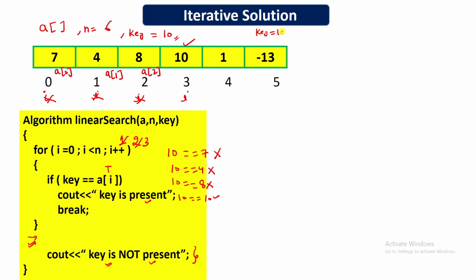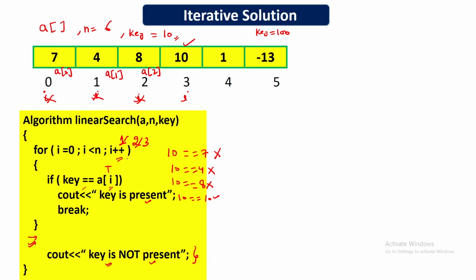Let's say you have a 100 element that you have to find in the array. Now 100 is not present in the array, so your output should be key is not present. So how will you do it? Linear search will check 100 with 7, then 4, then 8. Inside this loop I will keep checking 100 with A of 0, then 100 with A of 1, then 100 with A of 2, that is 8, then 100 with 10. It will not be equal to any of the elements. Then 100 with A of 4, it is not present.